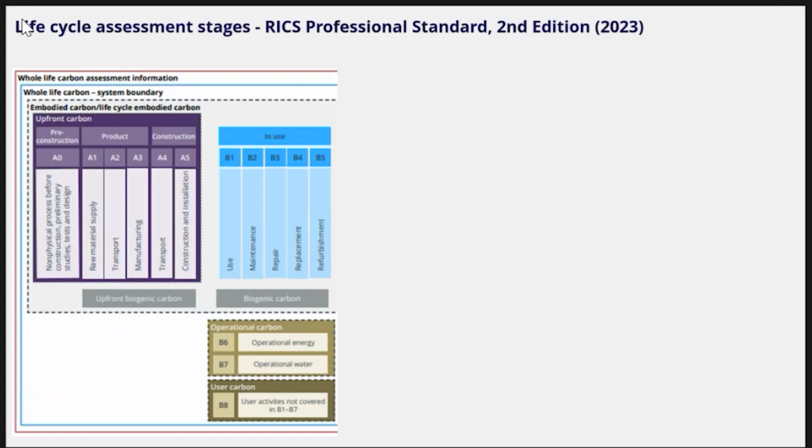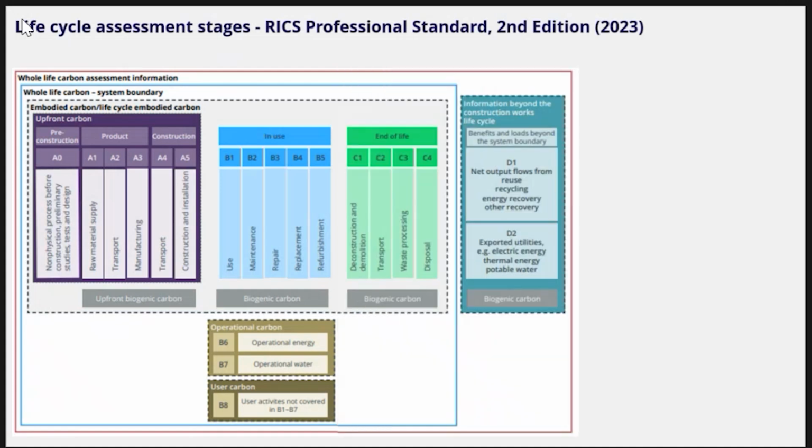Operational carbon picks up the energy used by that building for the next 60 years. The embodied carbon is the materials that we use, the replacements, and the energy we use to create a building. And then at the end of life, the C stages or gateways follow. That includes decommissioning, deconstruction and disposal.